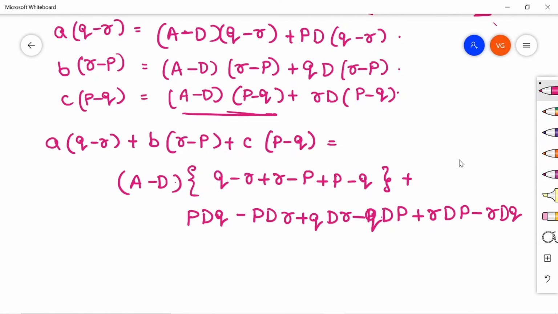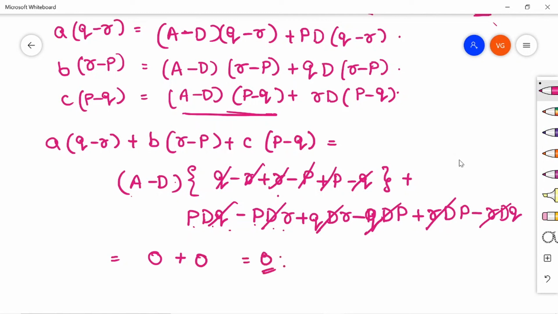Don't get confused with the notation. Simple, but write it down very carefully. So p will get cancelled, r will get cancelled, q will get cancelled here. So (A minus D) into 0, you have 0, plus pDq. Anywhere else? pDq will get cancelled. pDr and here also pDr. qDr and rDq. So you will be left with 0 as the answer.